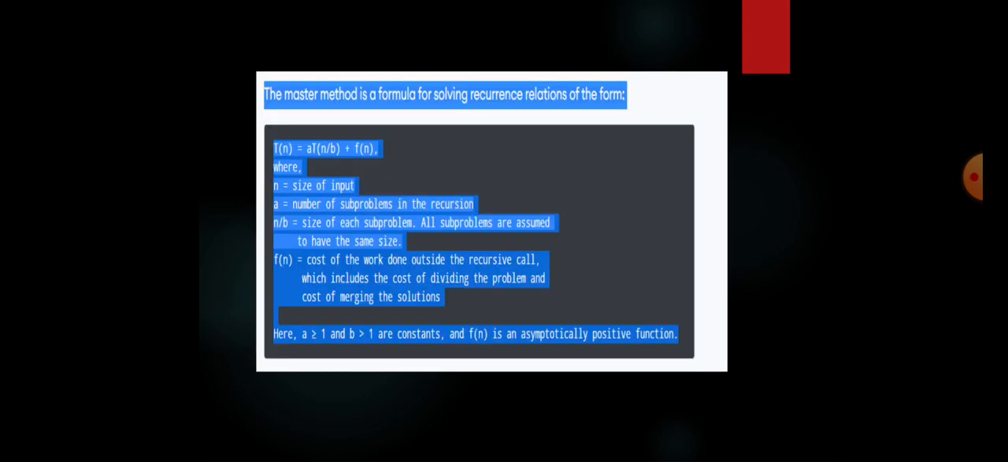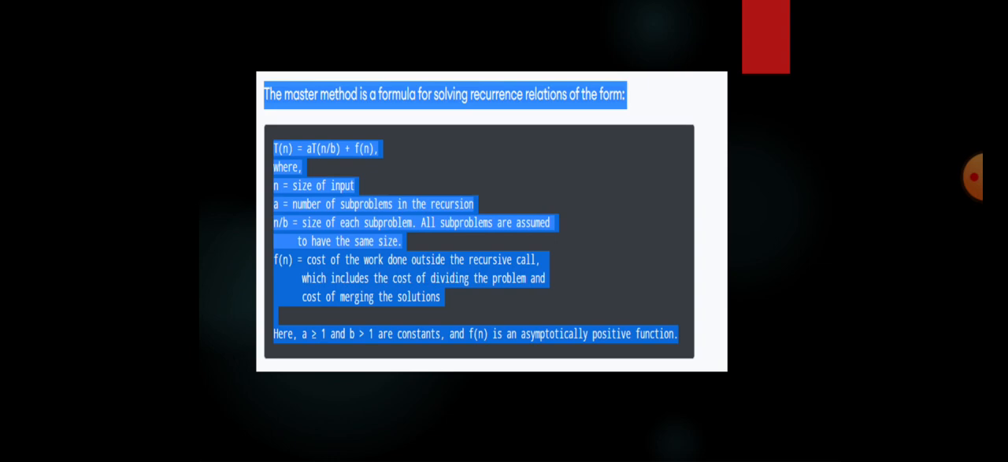There are several ways to solve a recurrence relation. You can use the backward approach, the forward approach, or you can use Master's Method. In the previous videos we discussed the backward and forward approaches. In this video we are going to discuss what Master's Method is and how we can solve the recurrence relation by using it.